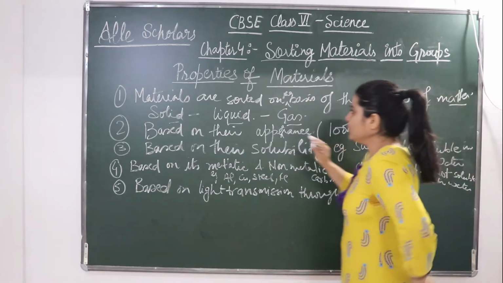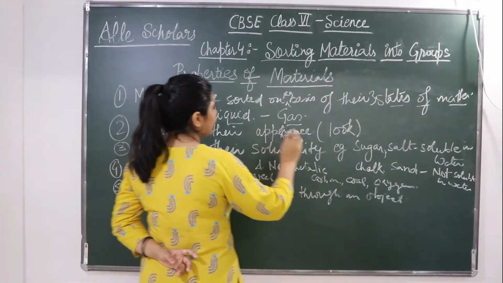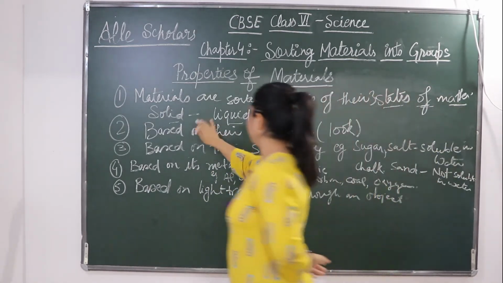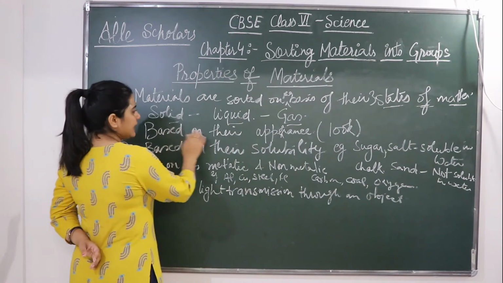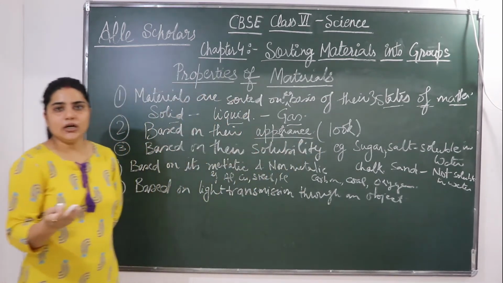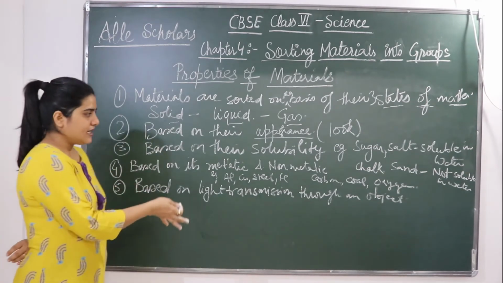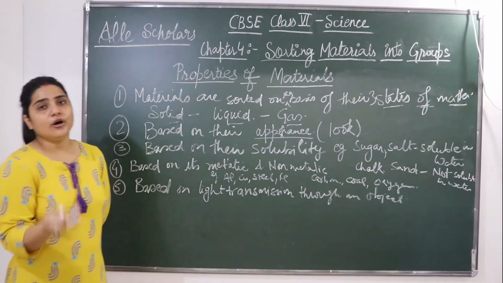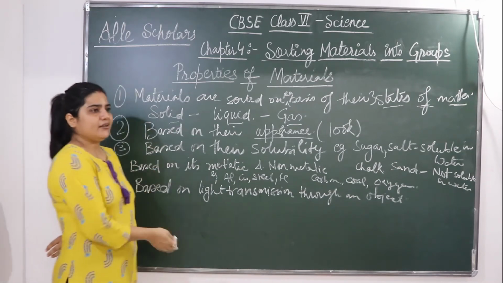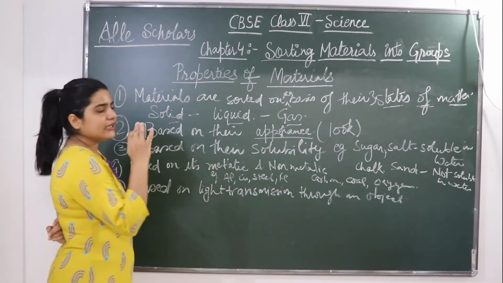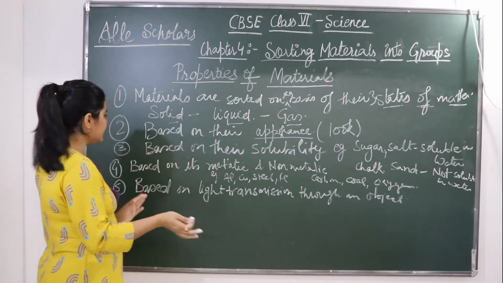Okay, so the materials are first sorted on the basis of their three states of matter, that is solid, liquid and gas. Then they can be sorted on the basis of their appearance, how they look, whether they are hard or soft, shiny or non-shiny, colorful or black and grey in color. Any category of look can be seen.